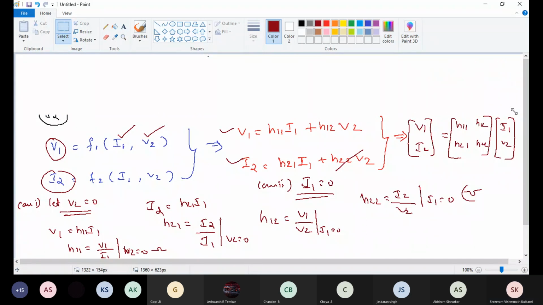See, that's why you call this a hybrid. Here, I can draw my equivalent circuit as this.